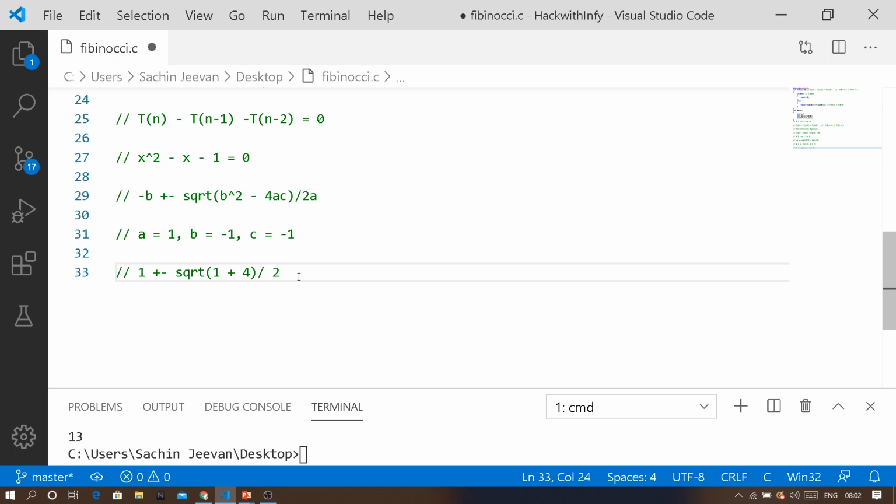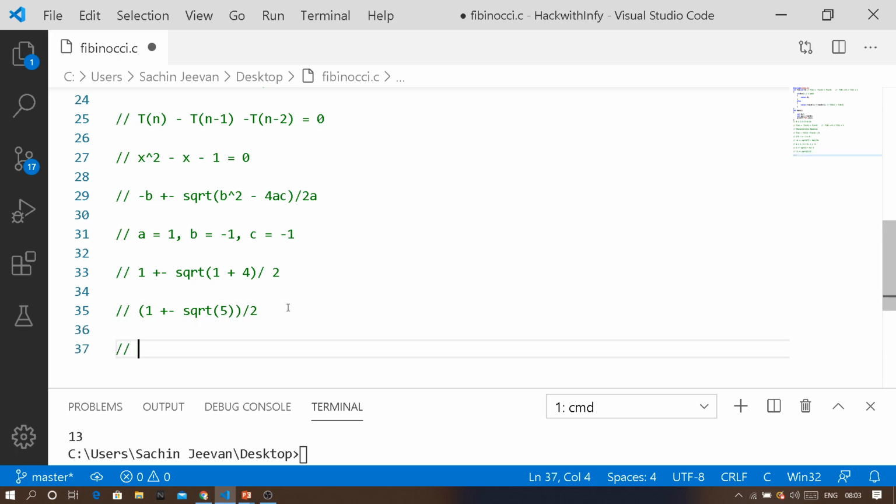So this can be rewritten as 1 plus or minus square root of 1 plus 4 is 5, square root of 5, the whole divided by 2. So 1 plus or minus square root of 5, the whole divided by 2. So what are the roots actually? I'm not going to find the square root directly, let us just write it. There's no need to simplify now. We will work on it later.